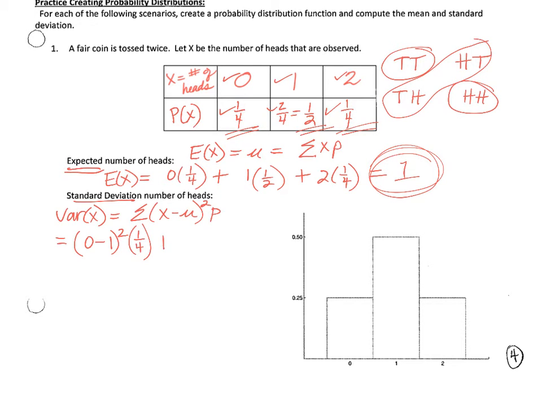Plus the next one: 1 minus the 1 quantity squared times the probability. And then 2 minus the mean quantity squared times the p. Very good. I am now going to stop at this point because honestly, it gets very tedious.